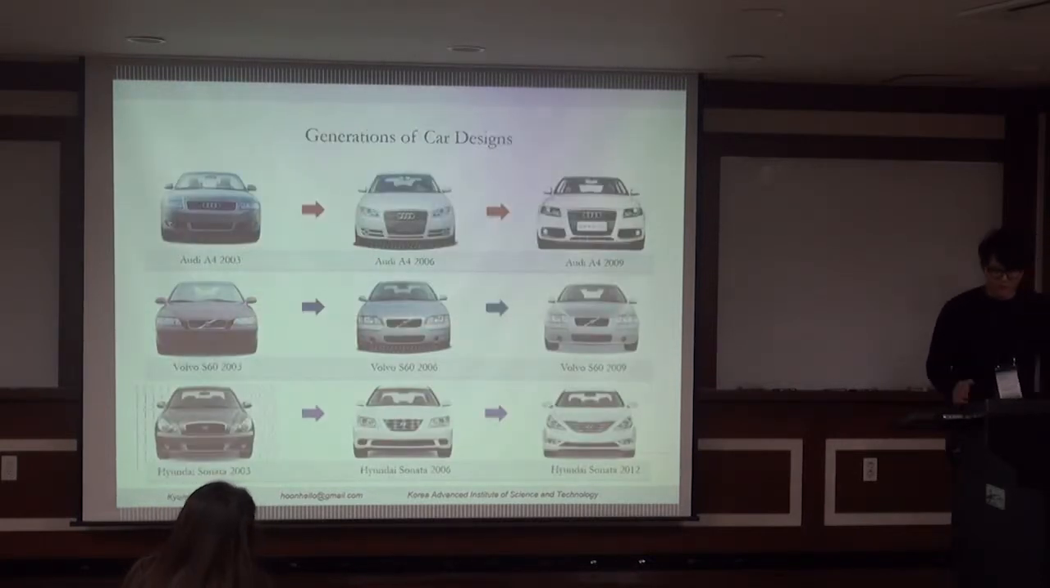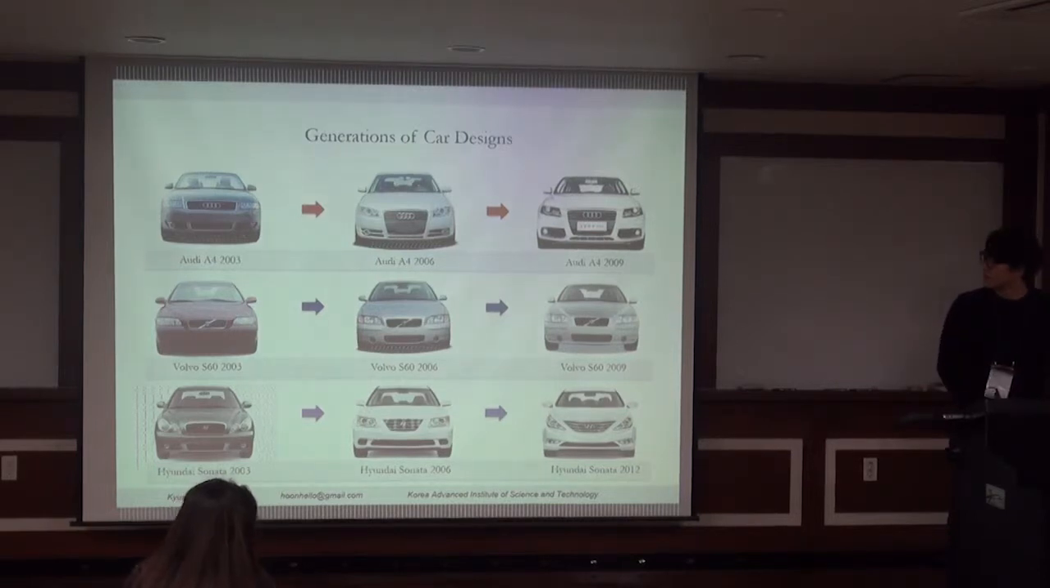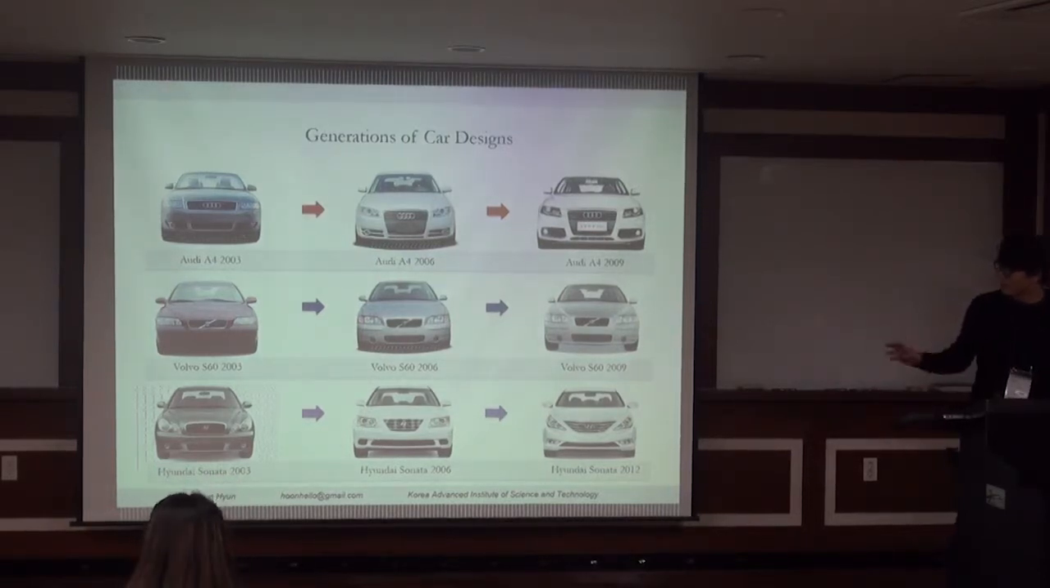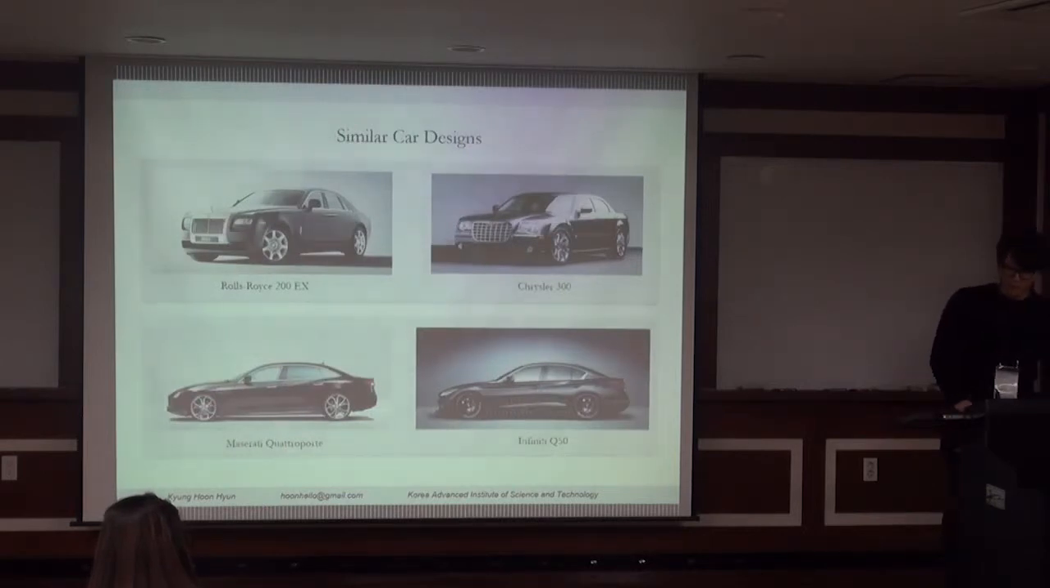And sometimes car designs change drastically from previous car generations, and sometimes not. For example, Volvo maintains their designs in every generation. But unlike Volvo, Audi and Hyundai drastically change their designs over generations. And some car manufacturers design their cars similar to car designs from other car brands for brand association effects.